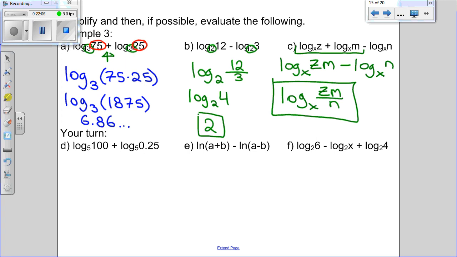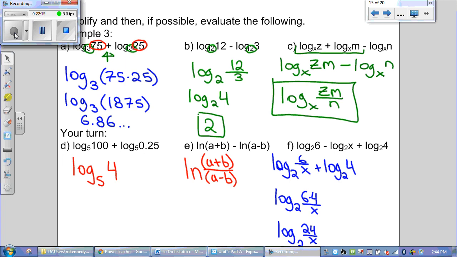There's three more questions there. Let's try all three of them. We were converting those logs. The first one was an addition. So I multiplied the arguments together, so I went 100 times 0.25. And if I actually put that in my calculator, I get log 4 divided by log 5. The answer is 0.8.